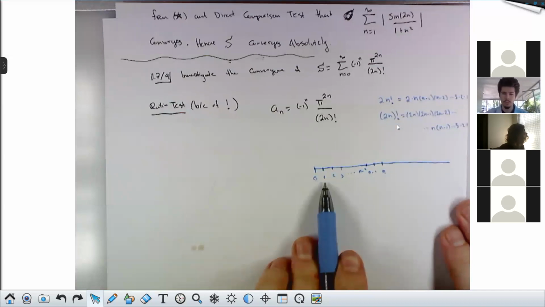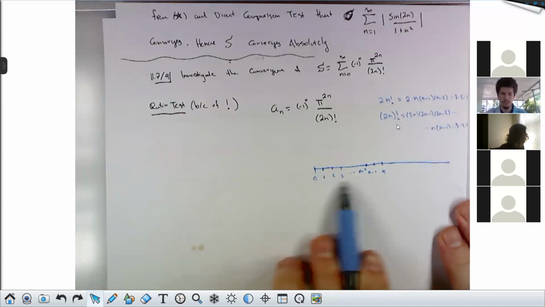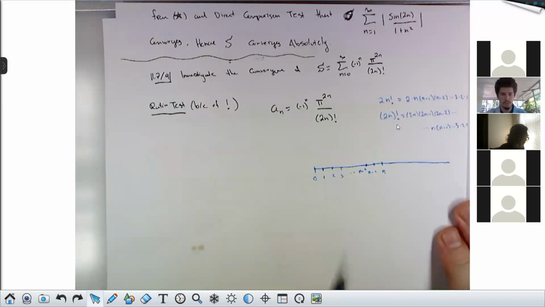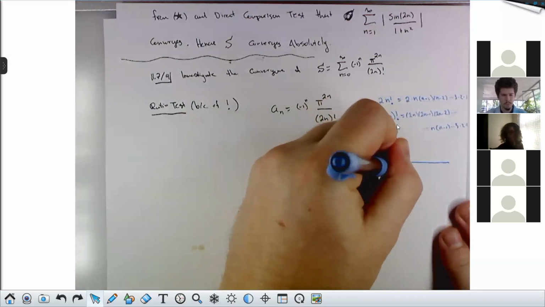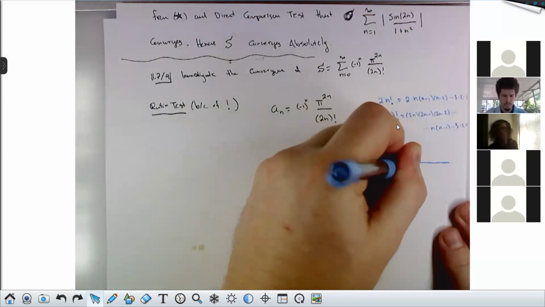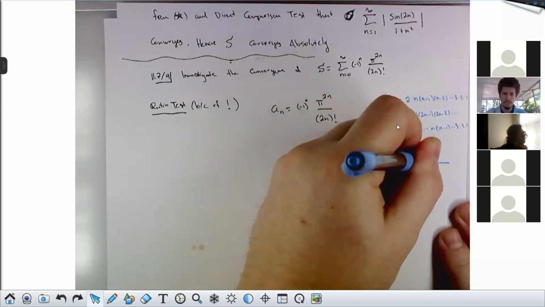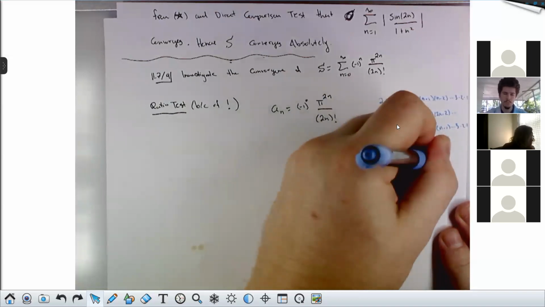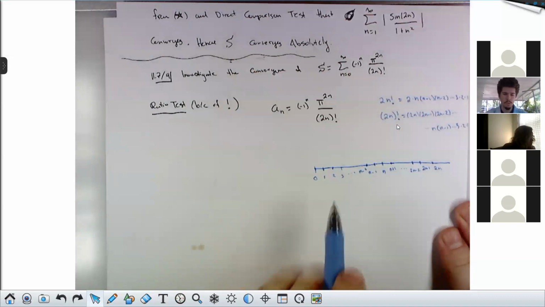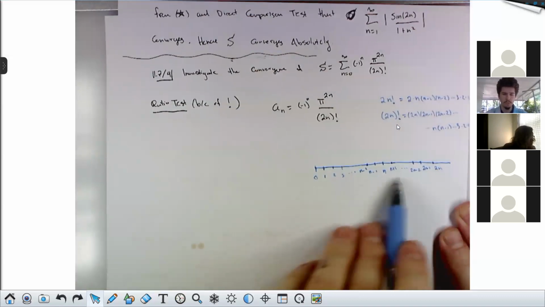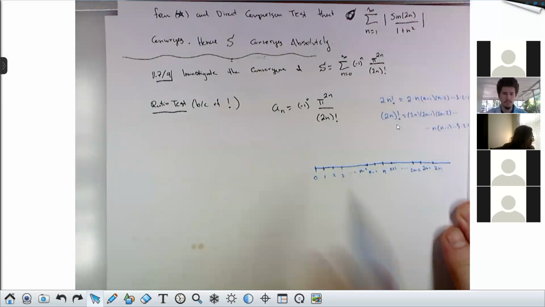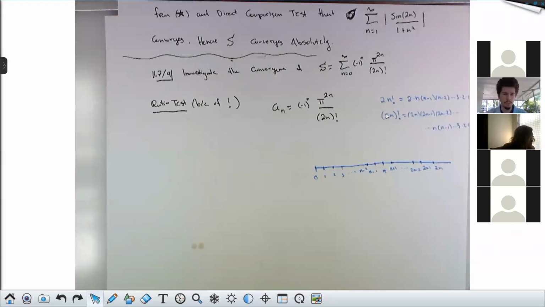n factorial is what you get when you multiply all of these. 2n factorial is what you get when you multiply all of these. Right? 2n factorial is the product of all the numbers less than or equal to 2n. So that's all of this, all the way up to this, all multiplied together.